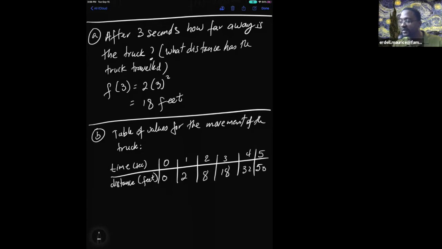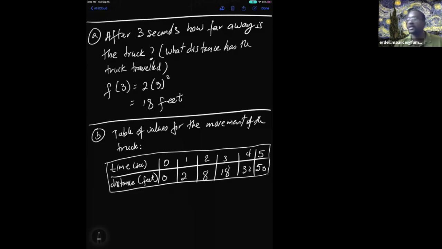So what I did right here is, I had so much extra time at home, I went ahead and plugged in all those values to create a table for the movement of the truck. Questions there?